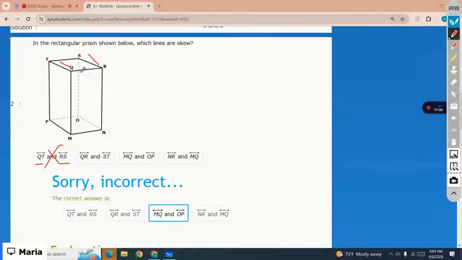QR and ST. Here is QR and here is ST. Again, they are parallel lines. MQ and OP. Here is MQ and here is OP. They are neither parallel nor intersecting. That is the skew lines. NR and MQ, they are parallel lines. So the correct option is MQ and OP. They are the skew lines. Got it? Okay, let's just start with the test questions.